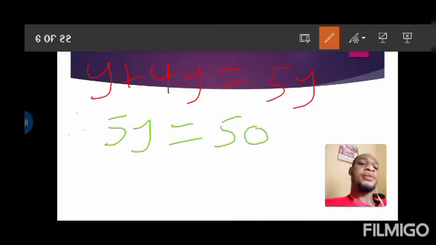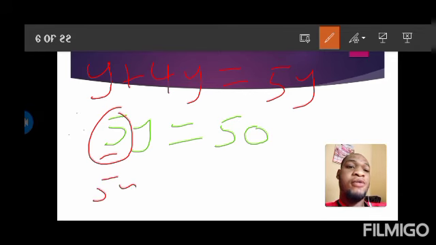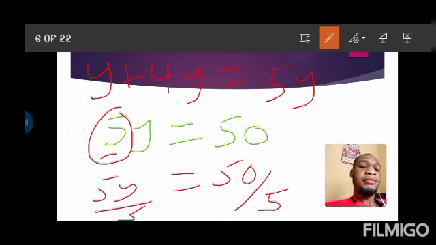Let's forget about the years. 5y equals 50. Now, what do we do? What we need is y, not 5y. So the next thing to do is to divide both sides by the coefficient of y. The coefficient of y here is 5. So we are going to divide both sides by 5. 5y divided by 5 equals 50 divided by 5. You get it now?